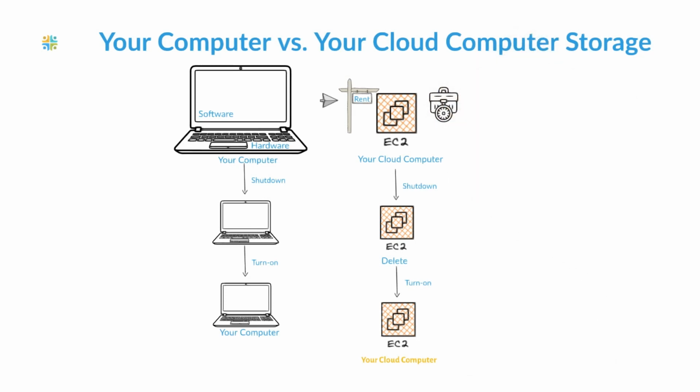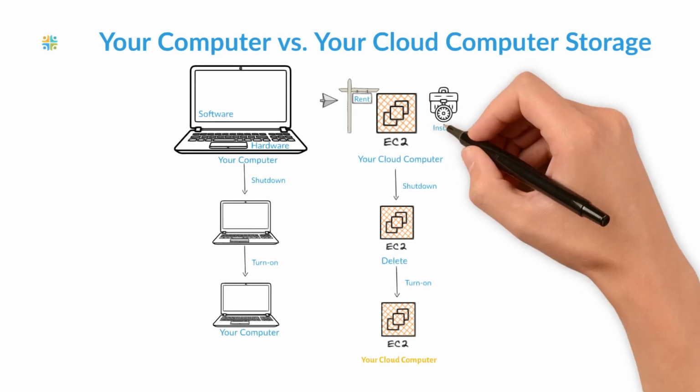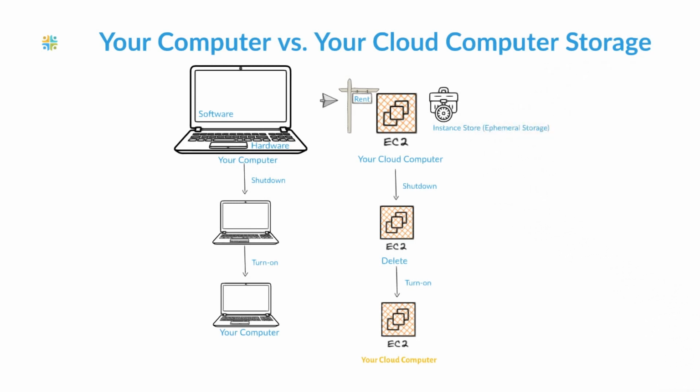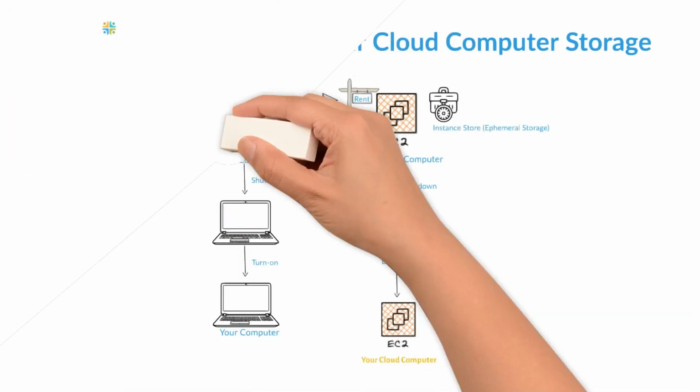Therefore, the storage attached to your instance is considered ephemeral, meaning it is temporary and it gets deleted when you shut down your instance. The ephemeral feature is called instance store. Well, that presents a big problem. If all your data is deleted every time you shut down your instance, how do we get around this?